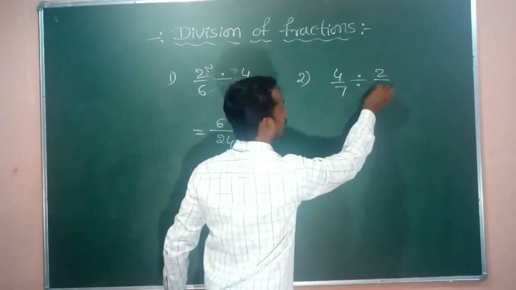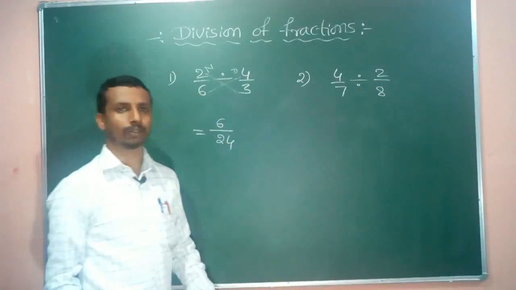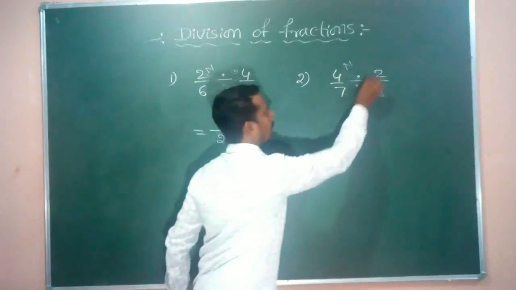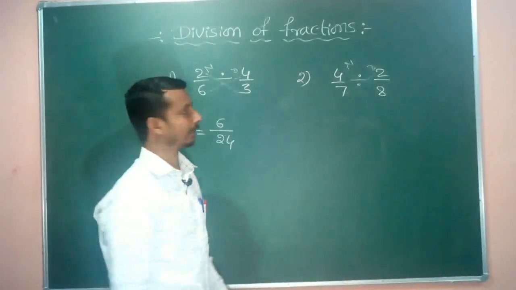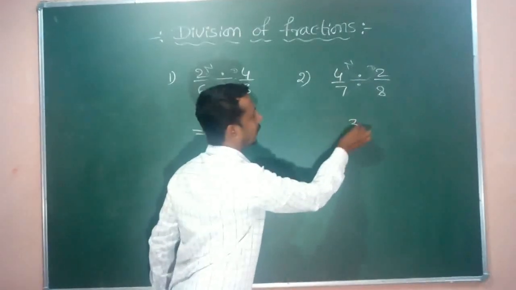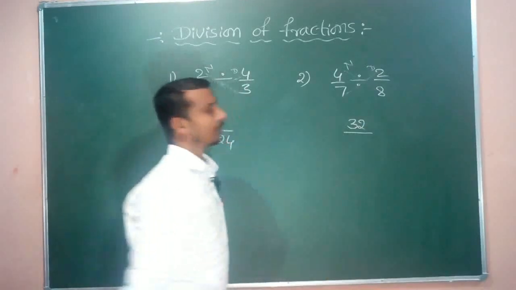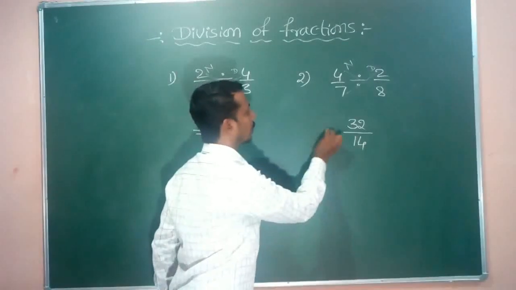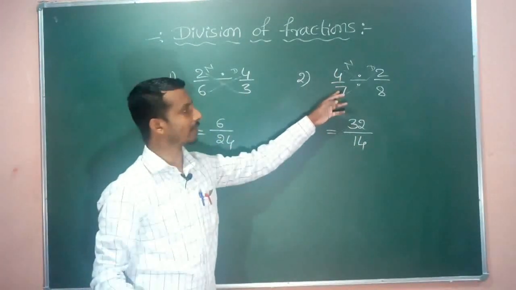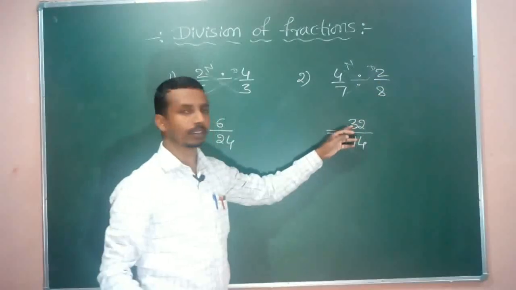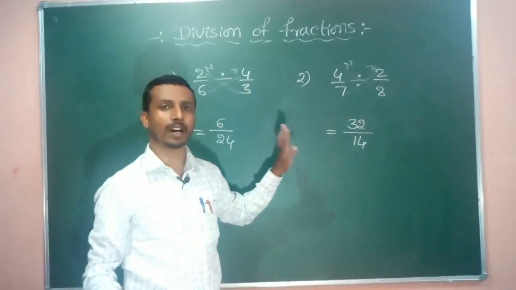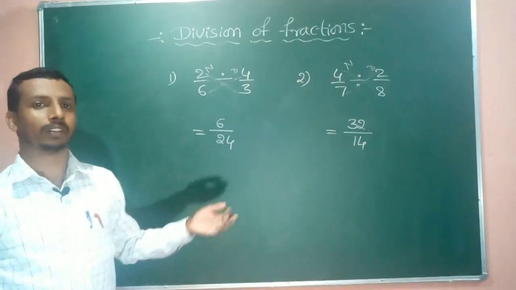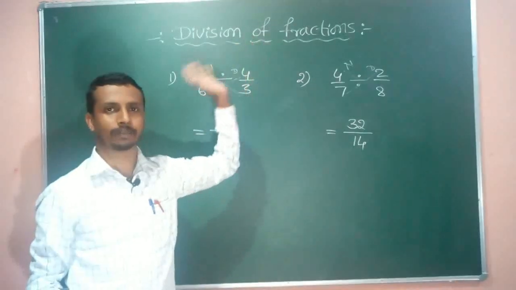2 by 8. Here also for the line, this line is the numerator. Then multiply these two numbers, it is the denominator. Now 4 eights are 32 is the numerator. Then 7 twos are 14 is the denominator. Now the division of 4 by 7 and 2 by 8 is 32 by 14, the answer. Whichever method becomes easy, you use that one in the division of fractions.